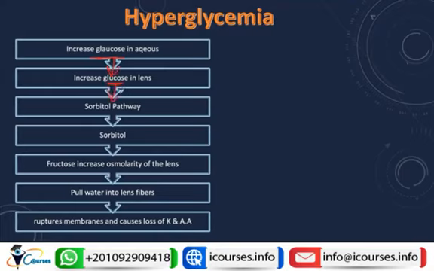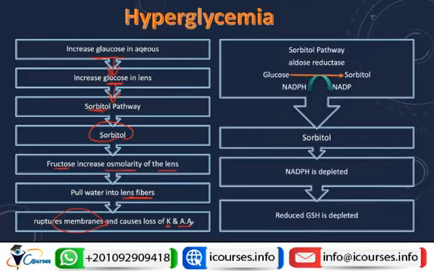Then this glucose will enter the sorbitol pathway. This will lead to accumulation of sorbitol, and then the fructose will increase. This sorbitol will be metabolized to fructose, and this fructose will increase the osmolarity of the lens. So the lens will have high osmotic pressure. This high osmotic pressure will imbibe water from the surrounding vitreous and aqueous, causing more entry of water into the lens fibers, causing rupture of the membrane of lens proteins and loss of potassium and amino acids. So this is the one mechanism.